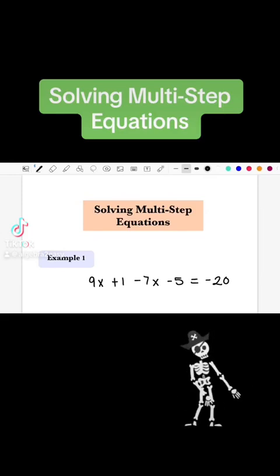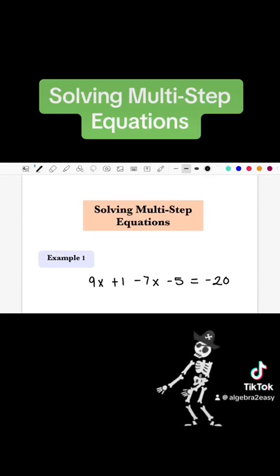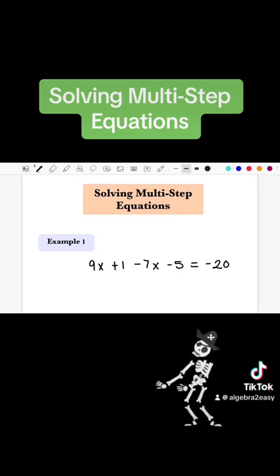Happy Wednesday, everybody, and welcome back to our next lesson on solving equations. Today, we're going to look at two examples of solving multi-step equations. Our first example, 9x plus 1 minus 7x minus 5 equals 20.